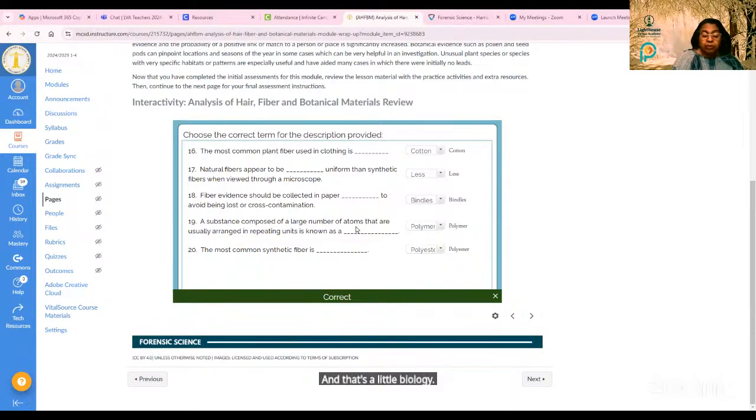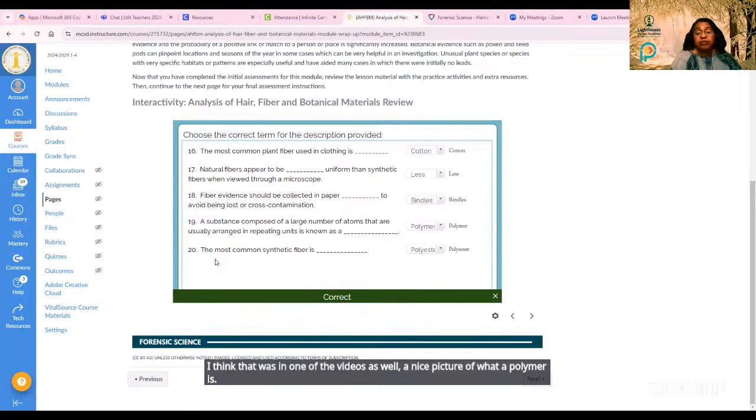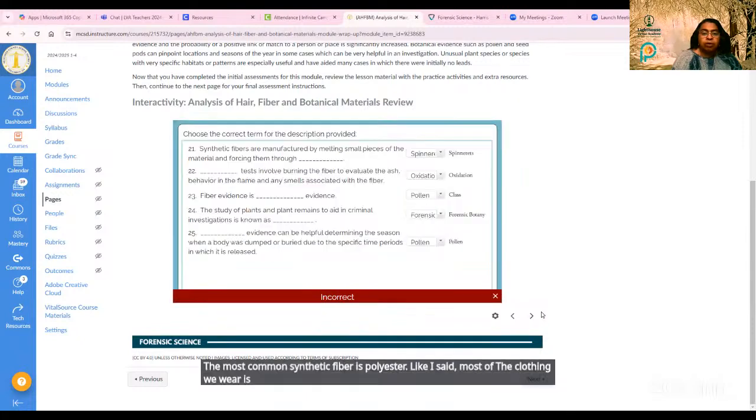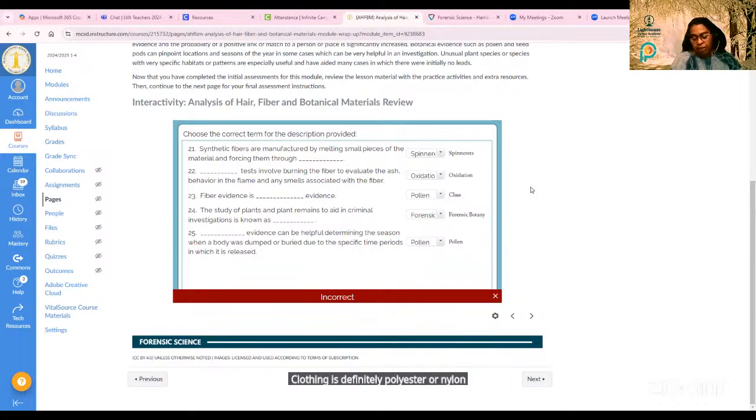I think that was in one of the videos as well. A nice picture of what a polymer is. And you might have remembered that from biology. The most common synthetic fiber is polyester. Like I said, most of the clothing we wear is polyester or a blend of polyester. That's why they're wash and wear. Wash and wear clothing is definitely polyester or nylon, or a blend of polyester and nylon.